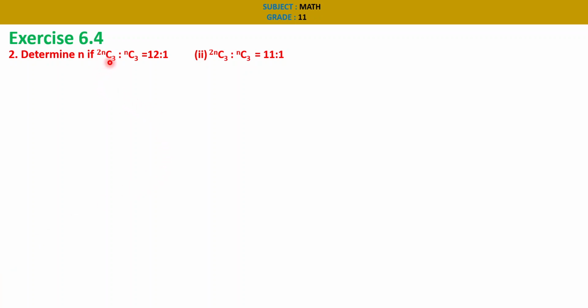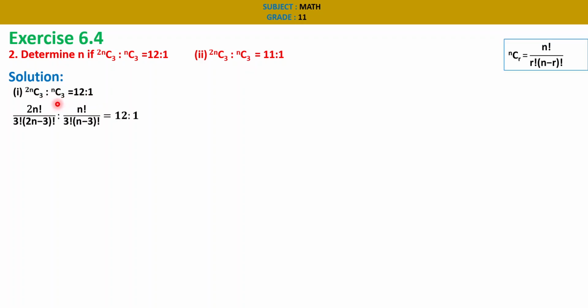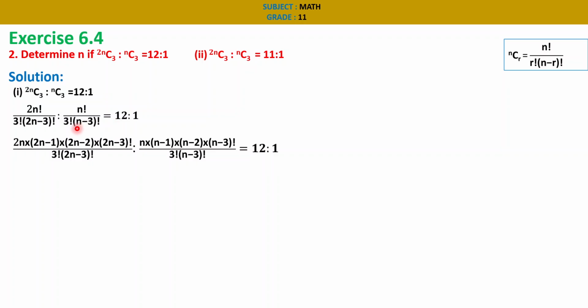Determine n if 2nC3 is to nC3 is equal to 12 is to 1. Our second one is 2nC3 is to nC3 is equal to 11 is to 1. Solution: 2nC3 is to nC3 is equal to 12 is to 1. We know the formula nCr is equal to n factorial divided by r factorial into (n minus r) factorial. So let us substitute here: 2n factorial divided by 3 factorial into (2n minus 3) factorial is to n factorial divided by 3 factorial into (n minus 3) factorial is equal to 12 is to 1.